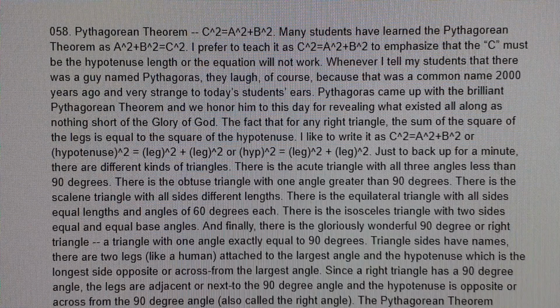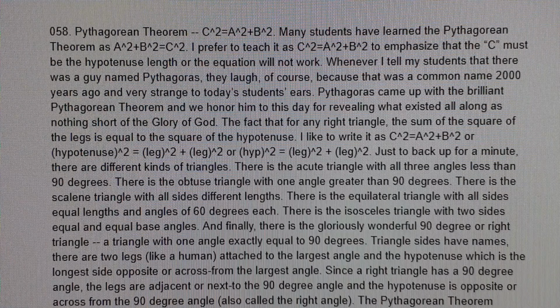And finally, there is the gloriously wonderful 90-degree or right triangle, a triangle with one angle exactly equal to 90 degrees. Triangle sides have names. There are two legs (like a human) attached to the largest angle and the hypotenuse, which is the longest side, opposite or across from the largest angle.